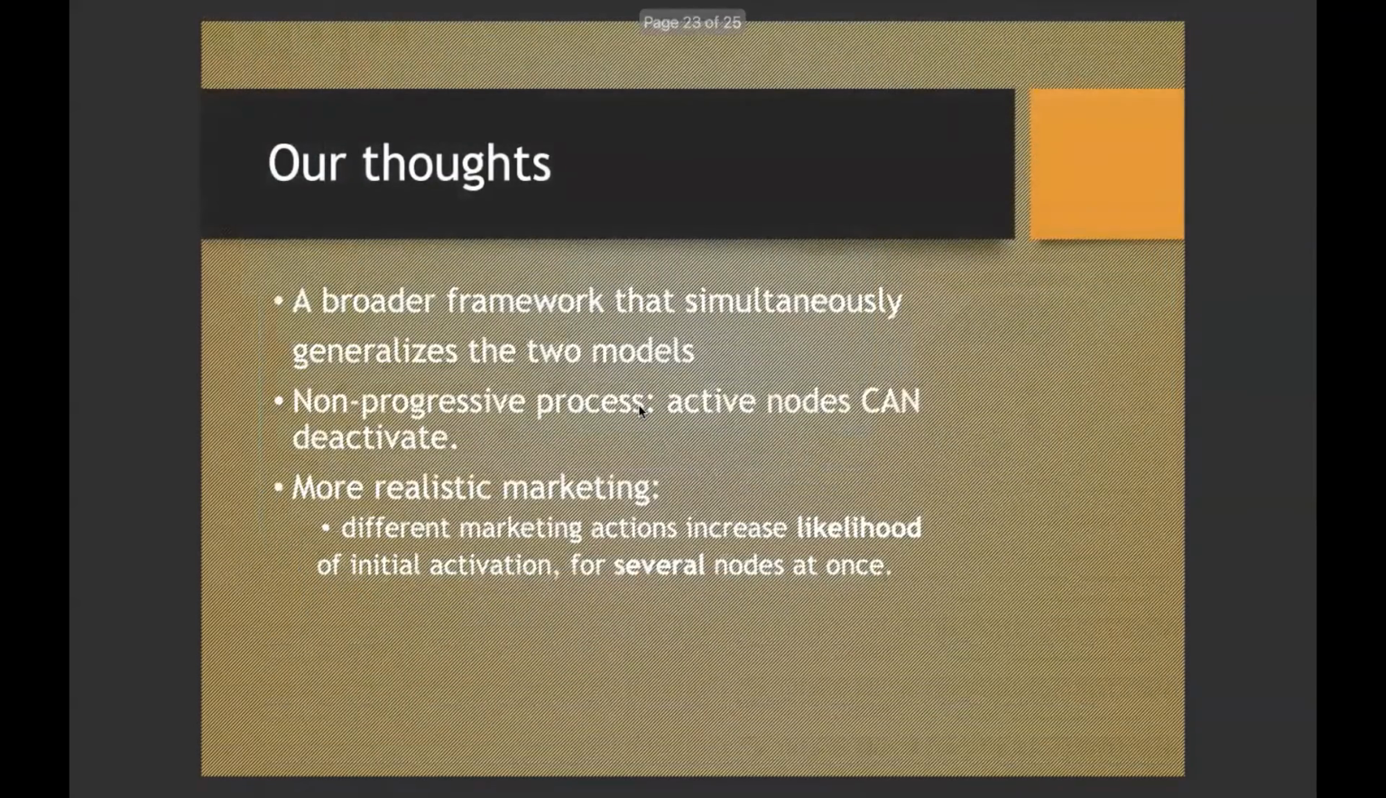And so the takeaway for us from this paper was that by combining the linear threshold model and the independent cascade model, that is considering not just the structural aspects of a graph, but also the dynamic aspects of the graph, we can implement a broader framework which can effectively handle the non-progressive process as well. What is a non-progressive process?